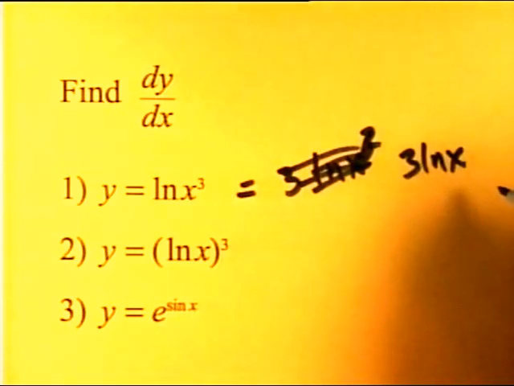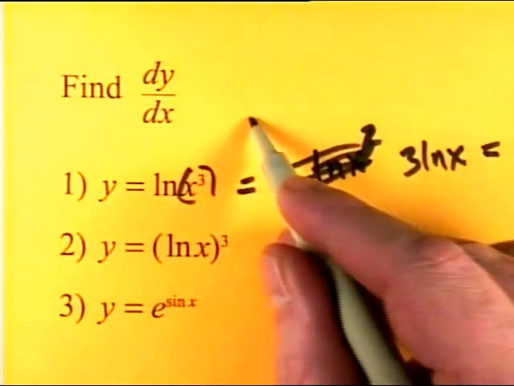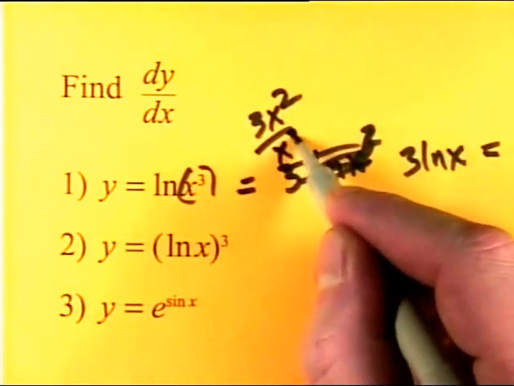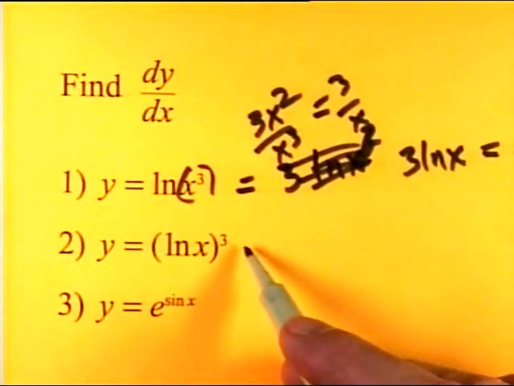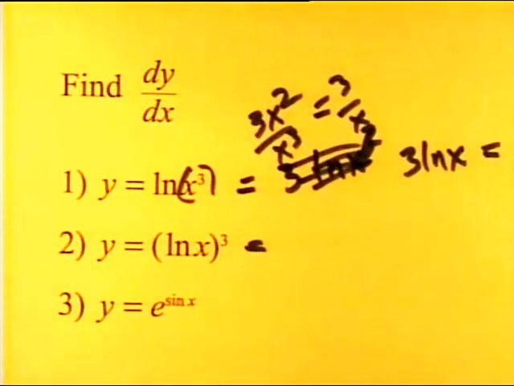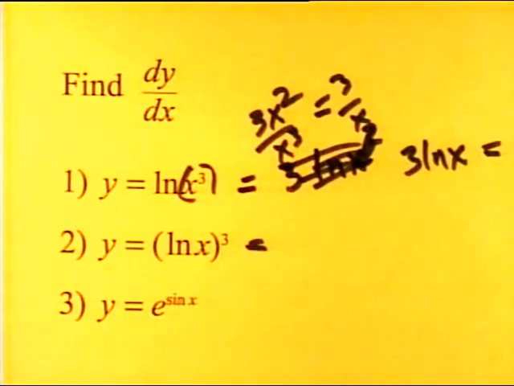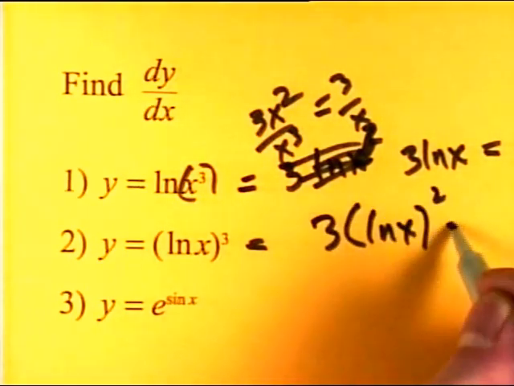Now when you take the derivative, what do you get? 3 times 1 over x, or just 3 over x. What you also could have done, it's the natural log of u, and the derivative of u is 3x squared all over x cubed, right? So that is equal to 3 over x. Okay, so therefore, y equals natural log of x quantity cubed, so what do you do from there? It's 3 times natural log of x squared times 1 over x, right?